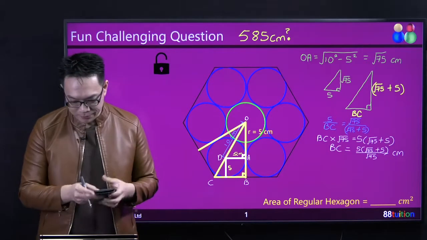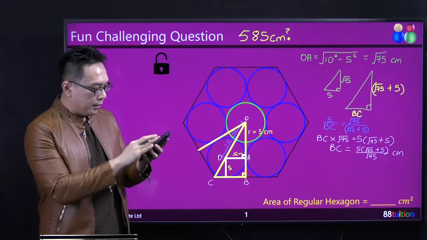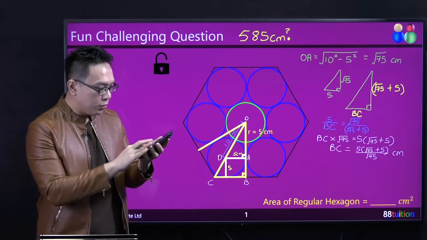Can we do that now? Come, press your calculator. Everything all in. 5 open bracket square root 75 plus 5 close bracket.